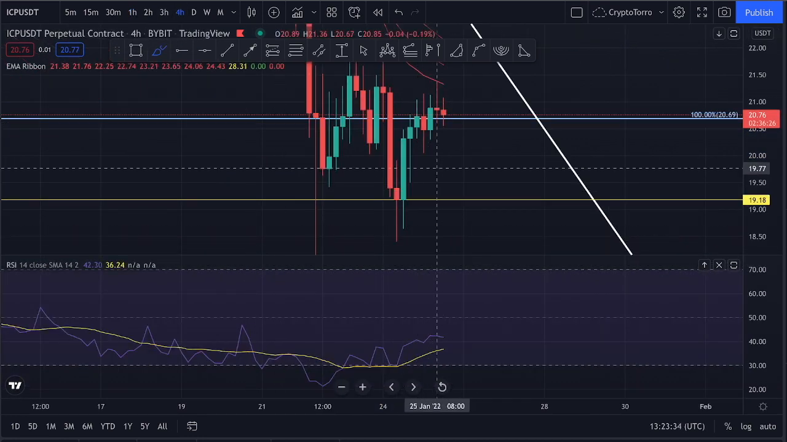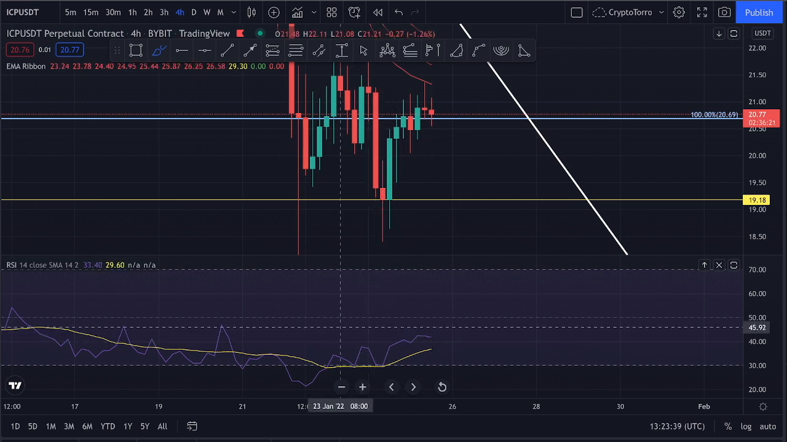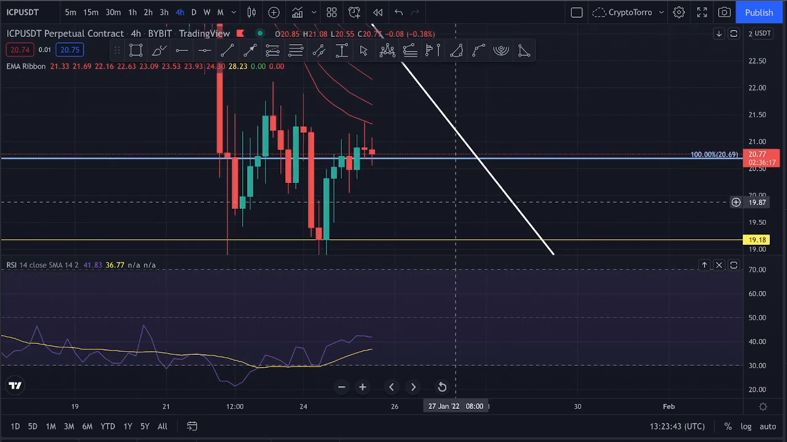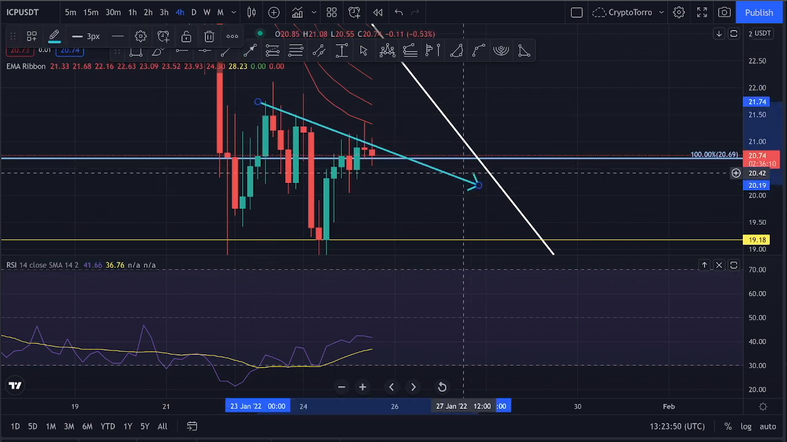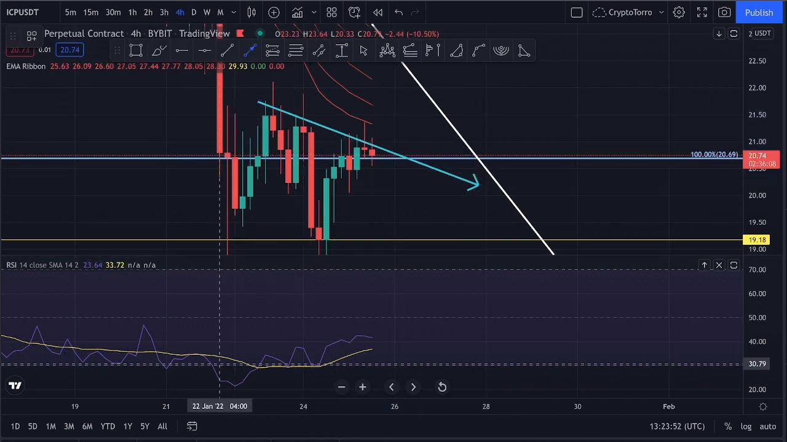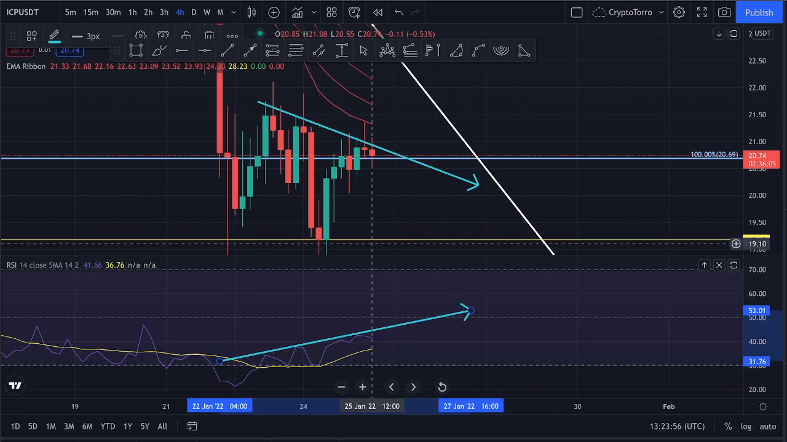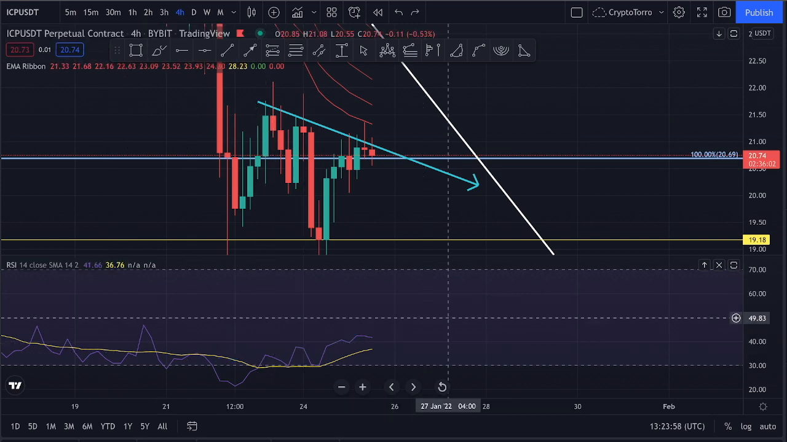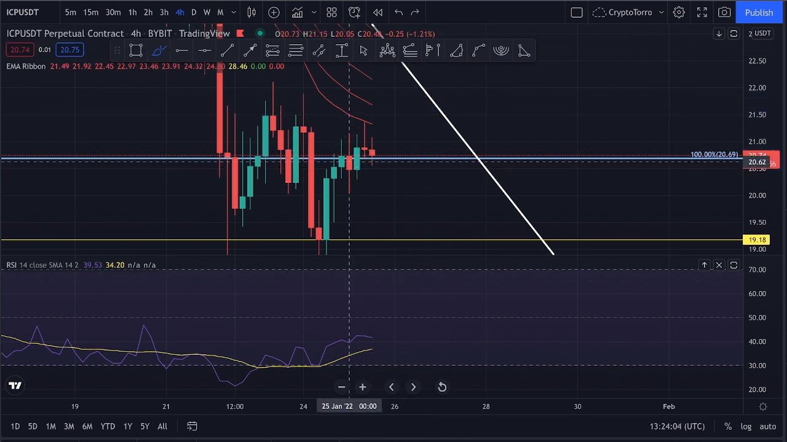On the 4-hourly time frame, we are not seeing right now any type of bullish divergence, but what we are actually seeing is a bearish divergence instead. We are clearly experiencing right now lower highs on the chart, and we are clearly seeing as well on the RSI these higher highs, meaning that we are experiencing a bearish divergence on the 4-hourly time frame.